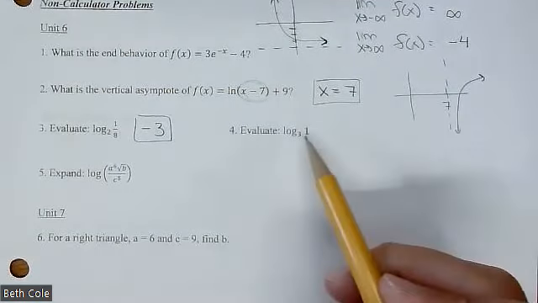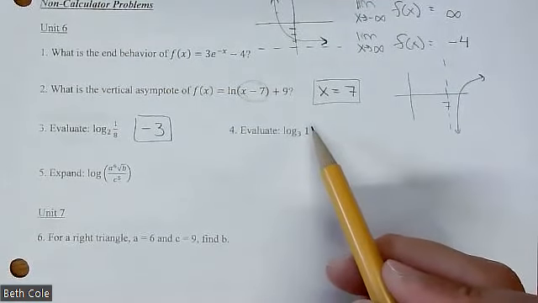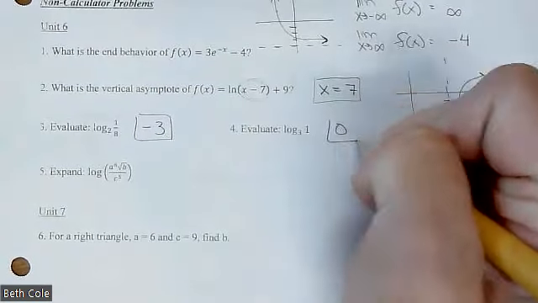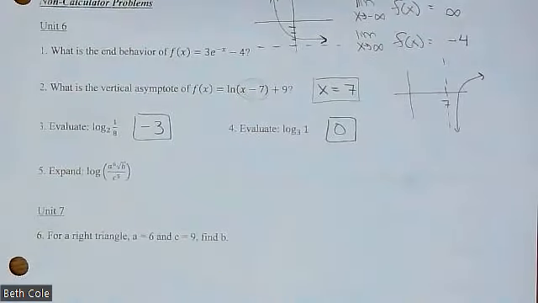Okay. Now this one is asking 3 to what power gives you 1? 0. Anything to the 0 power will give you 1.